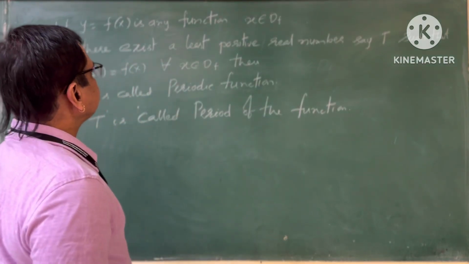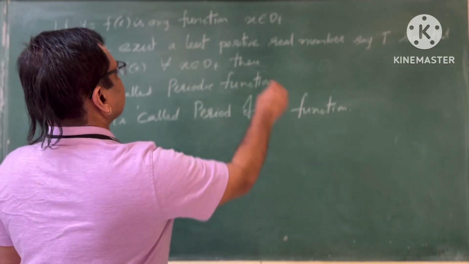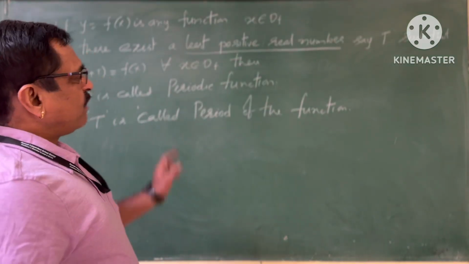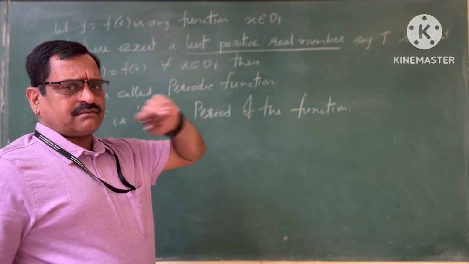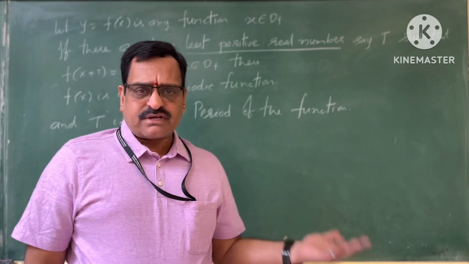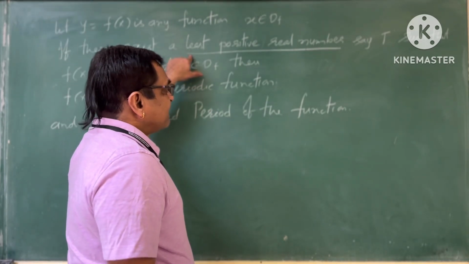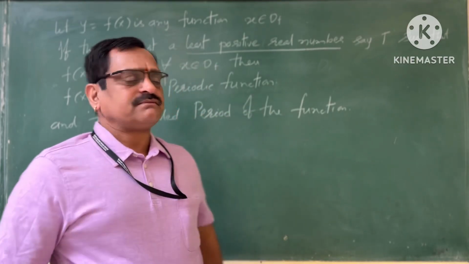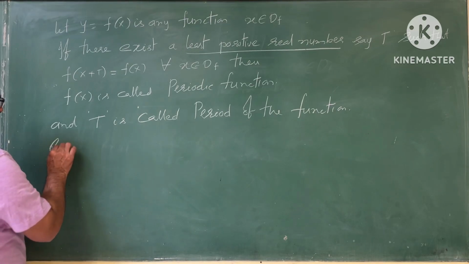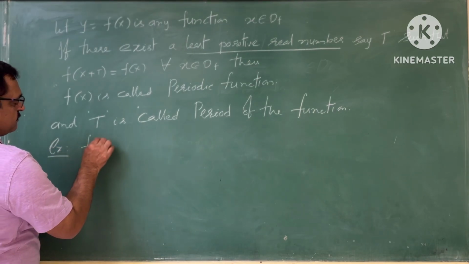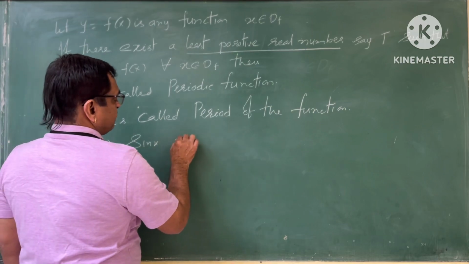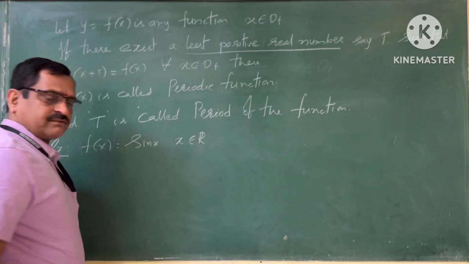Now I will explain this least positive real number by taking an example. Of course, a positive real number t is okay. That means after the length t, the function goes back to its original position. But why this word least positive real number? I'll take an example: f of x is equal to sin x, and x belongs to the set of real numbers.